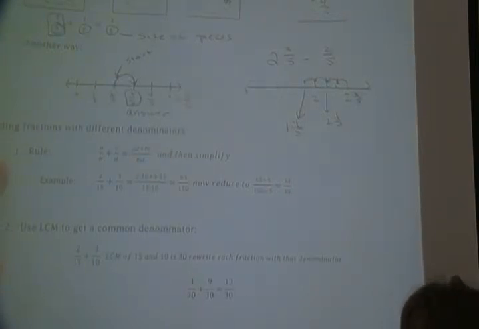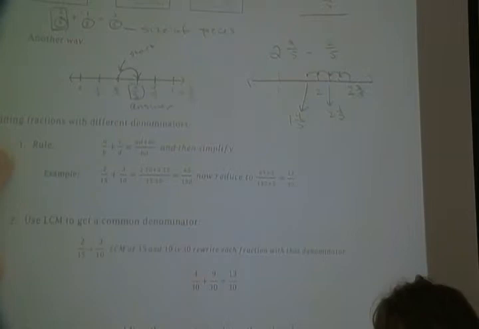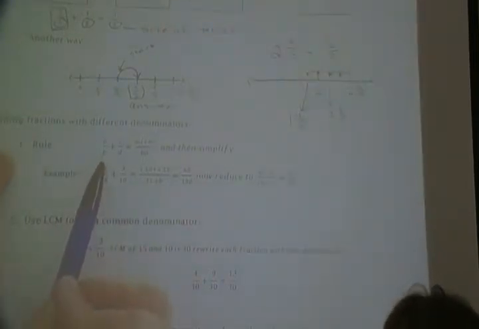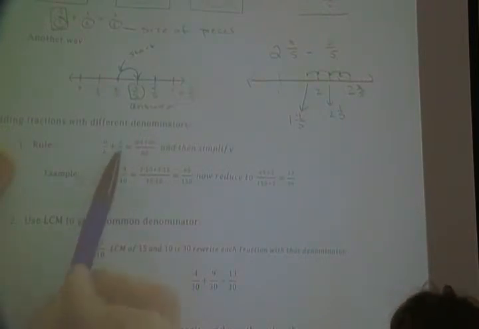We also have to talk about what do you do if they don't have the same denominator? Well, that's not a big deal. We talked about that last class. You can make them have the same denominator. You can multiply this denominator by that denominator, as long as you multiply the top also.